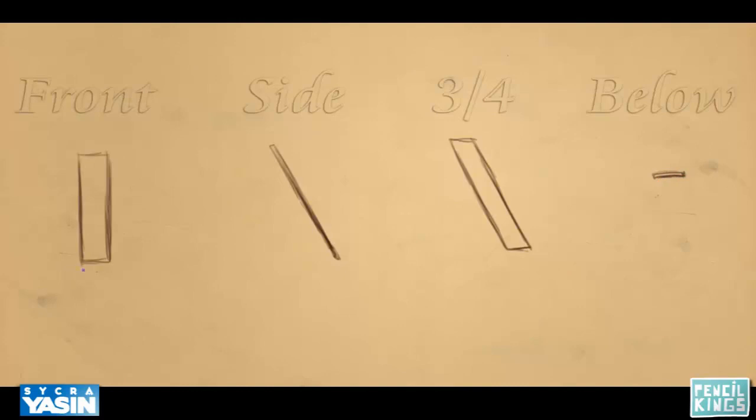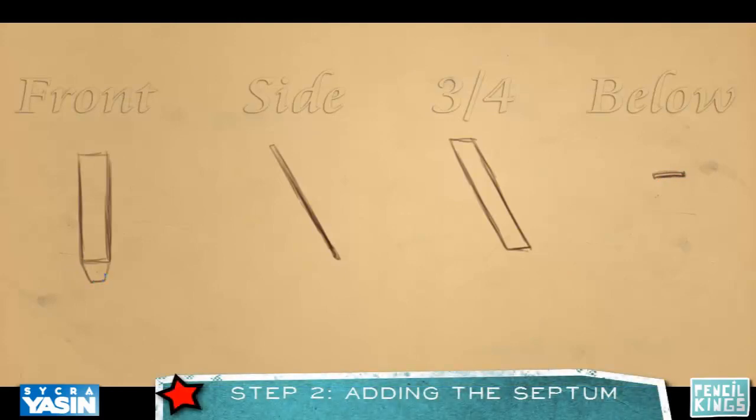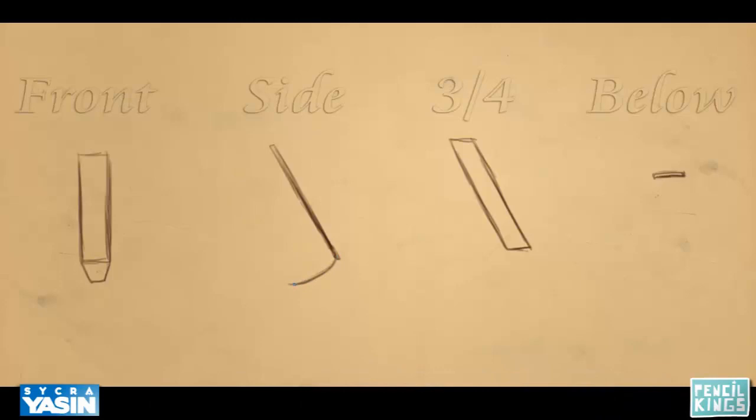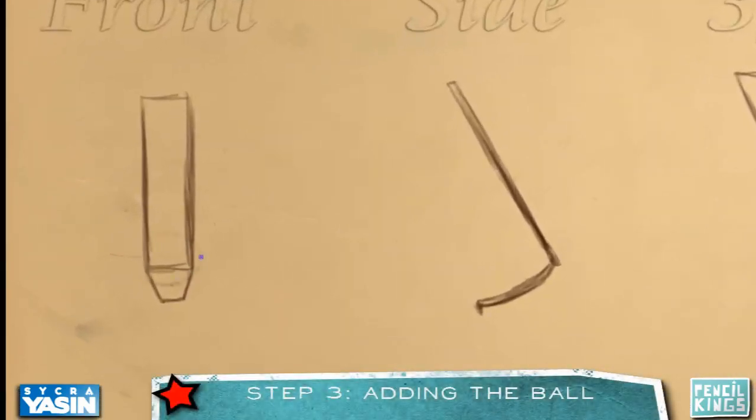Next, I'm going to draw in the septum. Septum is the piece of skin that goes under the nose and connects to the upper lip. Next, I'm going to add the ball of the nose.